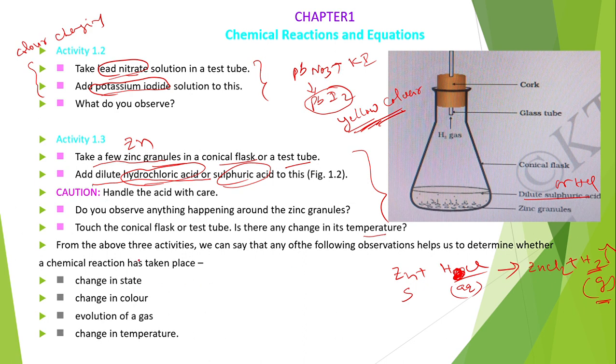From the above three activities, we can say that any of the following observations helps us to determine a chemical reaction. Definitely you will get a temperature rise. So what he is going to tell is change in state. State means solid to liquid, liquid to gas. This is the situation. Color change, so already I told color change. Evolution of gas. See, gas is evolving. Change in temperature. See, all this you have seen in this reaction.